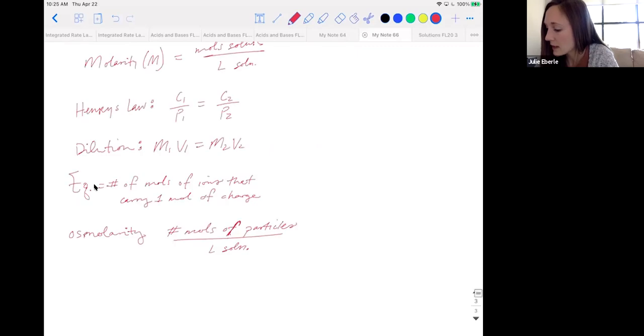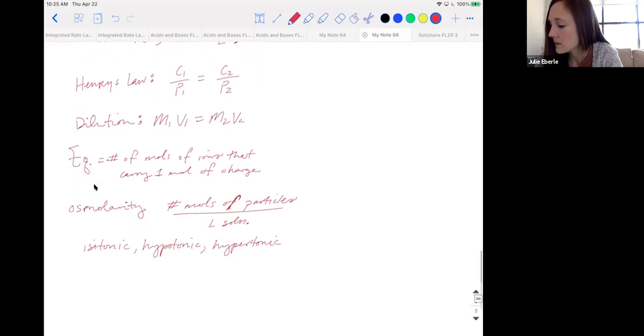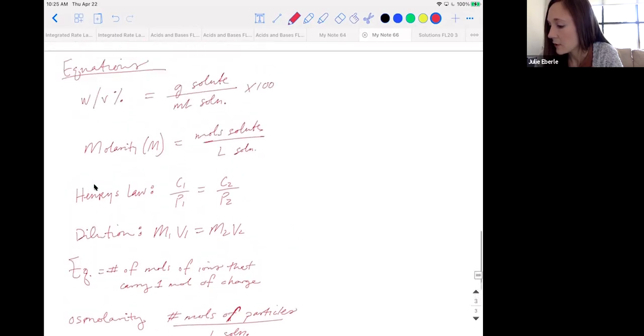So know the difference between isotonic, hypotonic, and hypertonic. If I had you calculate osmolarity for a couple different solutions, and then ask you which one is hypertonic or hypotonic, or whether these solutions are isotonic, I could ask you questions like that. All right, that should be it for chapter 9.